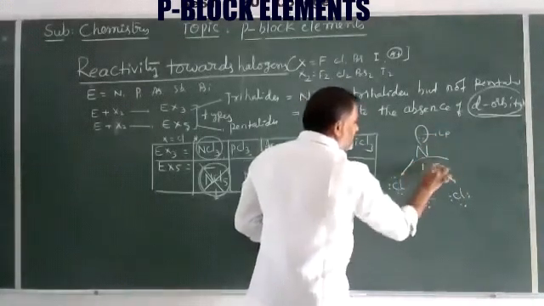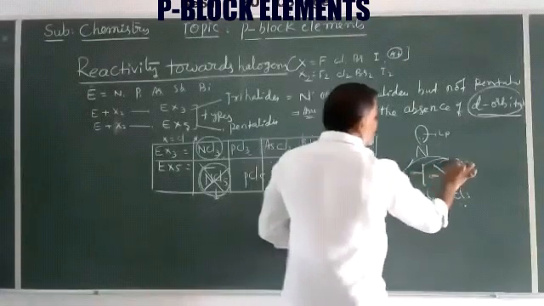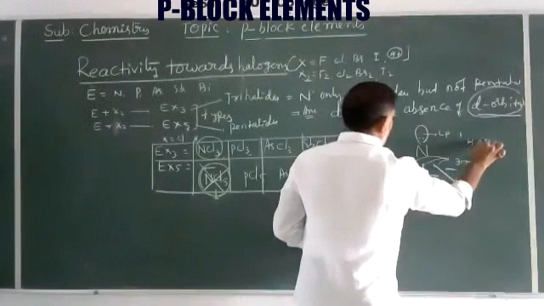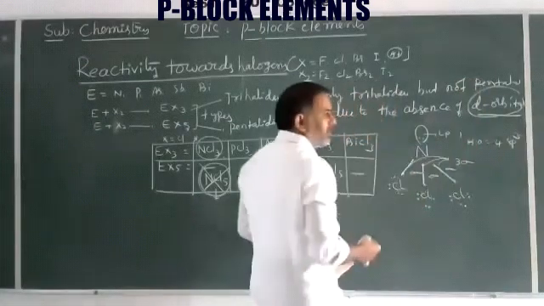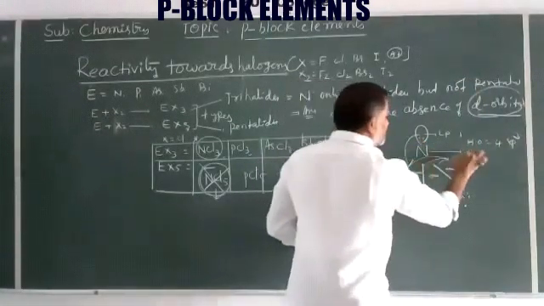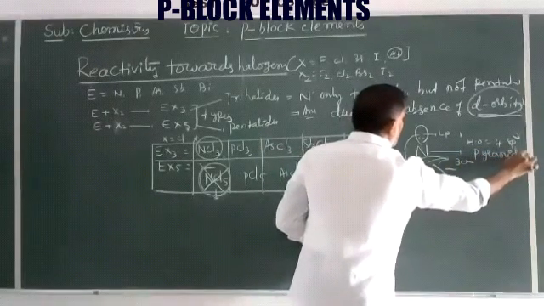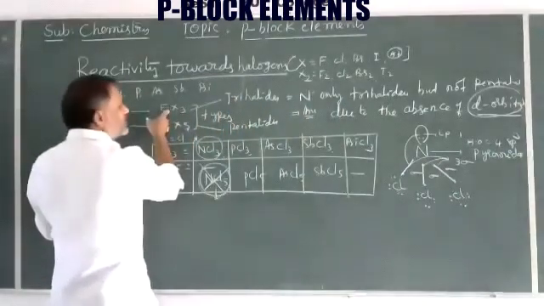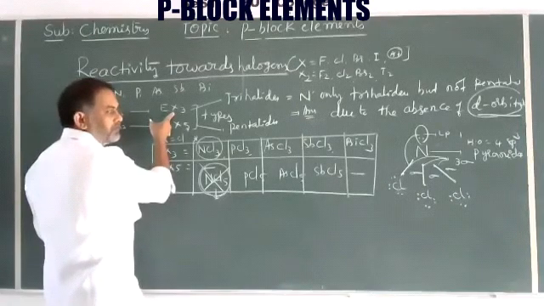Now there are 3 sigma bonds and 1 lone pair. The number of hybrid orbitals is 4. That's why it undergoes sp3 hybridization. Even though it is sp3, it is not tetrahedral; its geometry is trigonal pyramidal. These trihalides undergo sp3 and have a trigonal pyramidal structure.